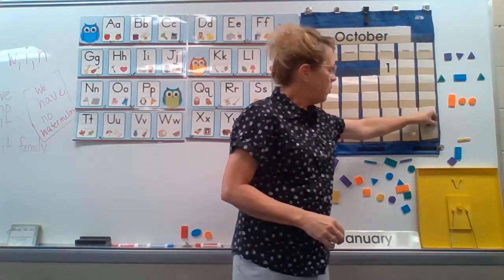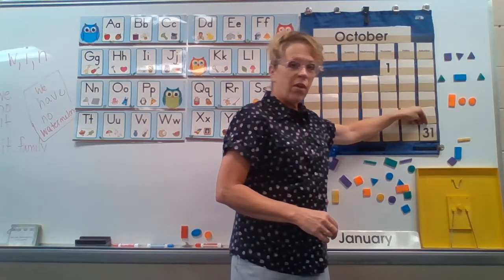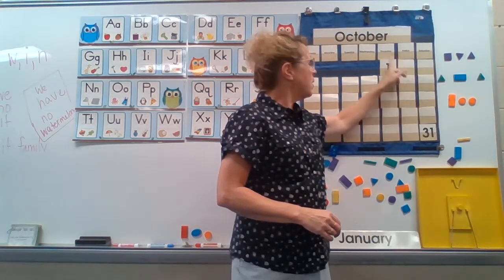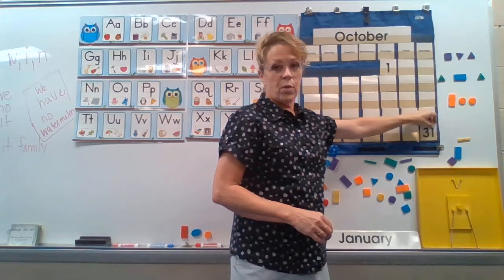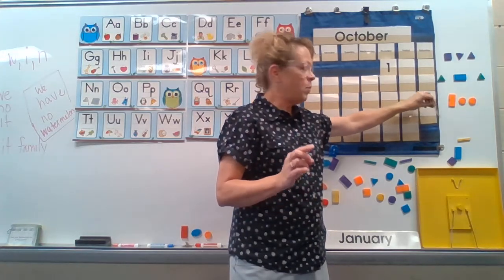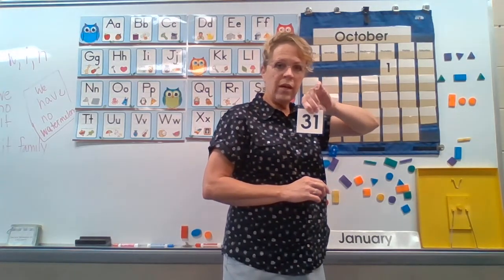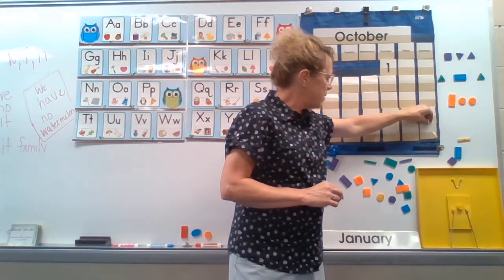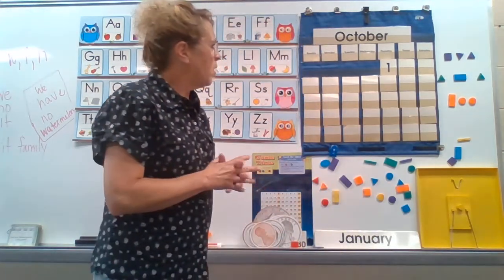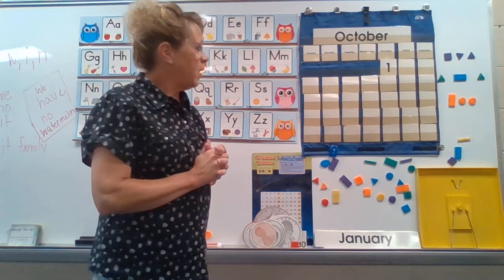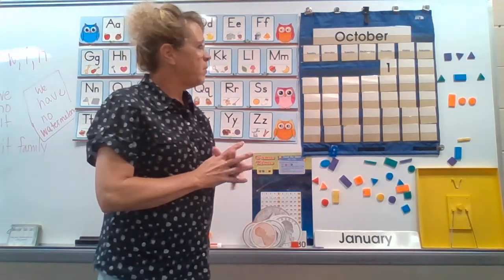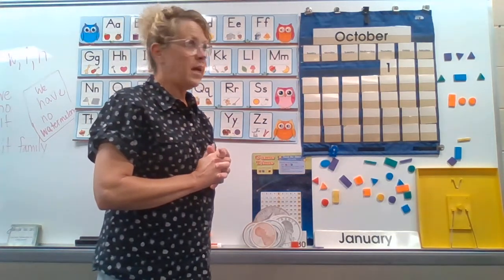Well, I'll show you. There are 31 days in the month of October. September had 30 days, remember? October has 31 days. So we are on just the beginning of October, and let's see if we can figure out what the date is today.